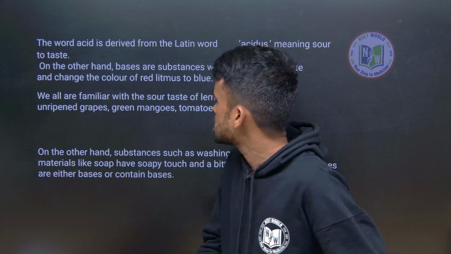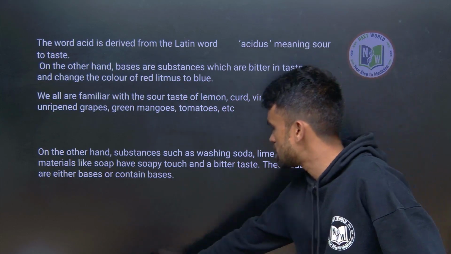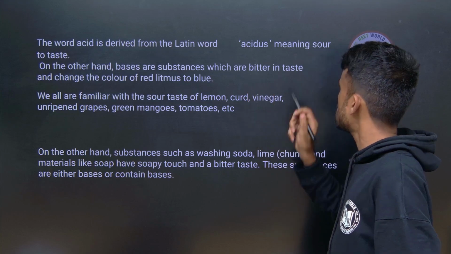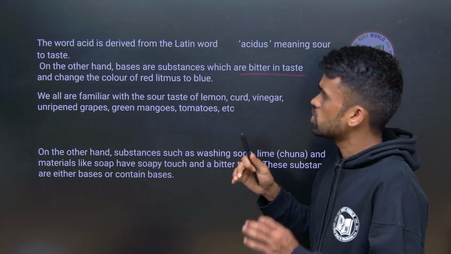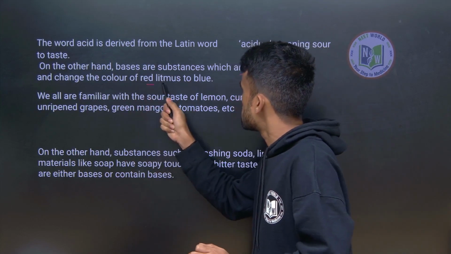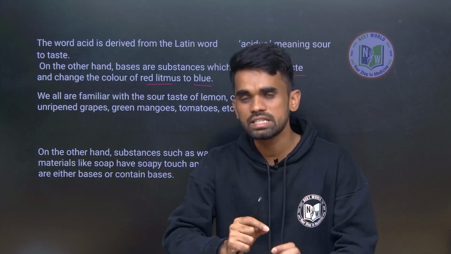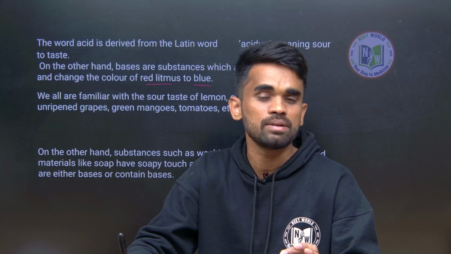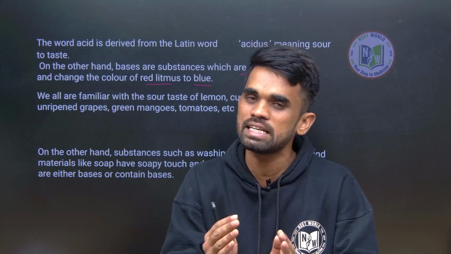Whereas bases are bitter in taste. So what is the taste of bases? They will be bitter in taste. And these bases convert red litmus to blue color. So red litmus converts into blue color. These are the basic terms you can remember. We need to study more about these acids and bases in the upcoming sessions. We will be discussing more deeply, so let us understand the basic terms first.